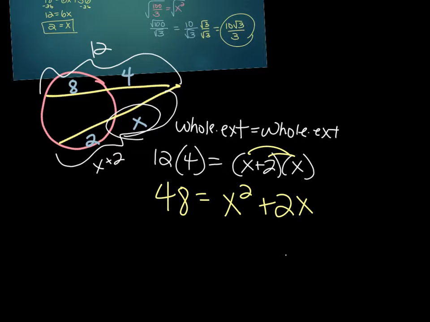Because all you have to do is get everything to the same side. So I like to keep my x squareds positive. It simplifies it. So I move whatever's on the other side on the side with the x squared. That way I don't have a negative x squared. Which means I'm going to take this 48 and I'm going to move it over to the right. And I get 0 equals x squared plus 2x minus 48.